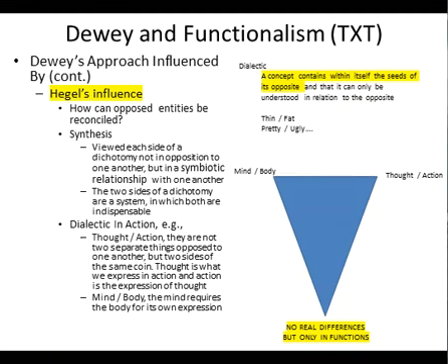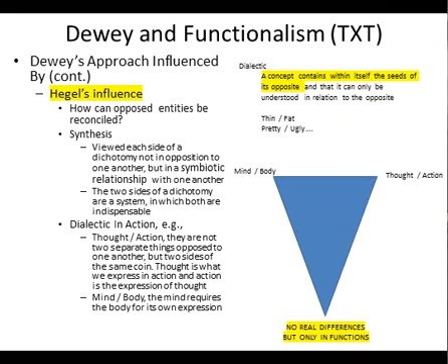So, Dewey's approach influenced by Hegel. Hegel's influence, how can opposed entities be reconciled? There's this idea of synthesis. Viewed each side of a dichotomy not in opposition to one another, but in a symbiotic relationship with one another. Two sides of a dichotomy are a system in which both are indispensable. The dialectic in action, thought and action, they are not two separate things opposed to one another, but two sides of the same coin. Thought is what we express in action, and action is the expression of thought.